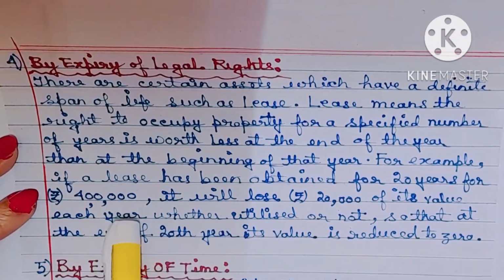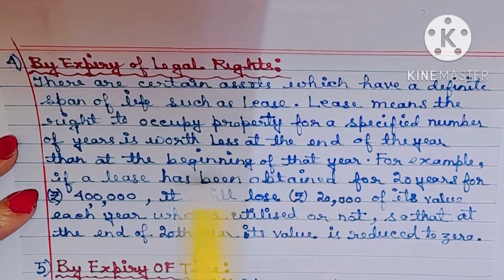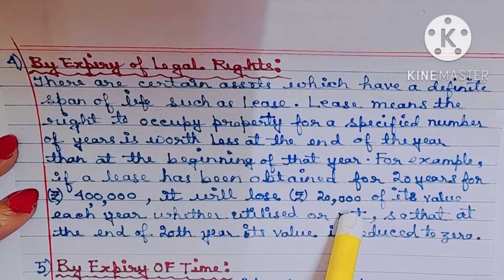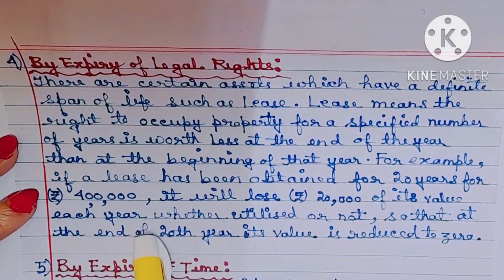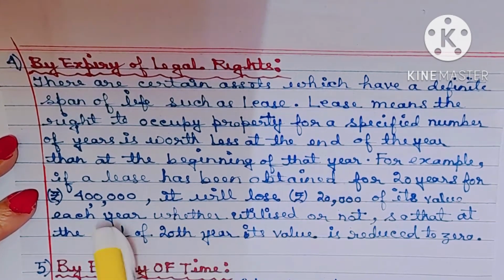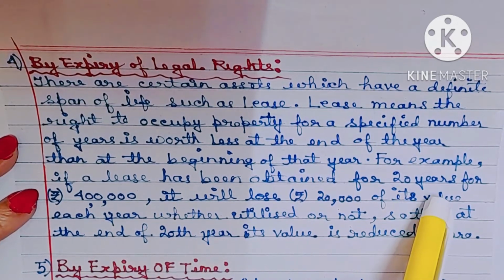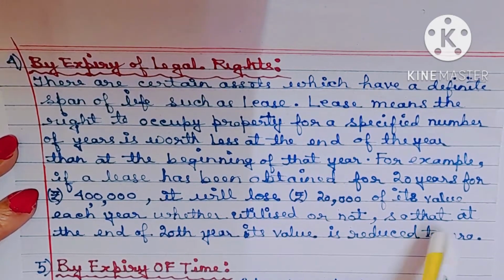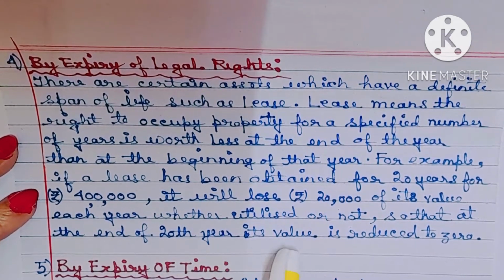Understood? For example, if a lease has been obtained for 20 years for 4 lakhs, it will lose 20,000 of its value each year. কি করে 20,000 হচ্ছে? Divide করো 4 lakhs কে 20 years দিয়ে, you'll get 20,000 each year. Okay? So that at the end of 20th year, its value is reduced to 0.